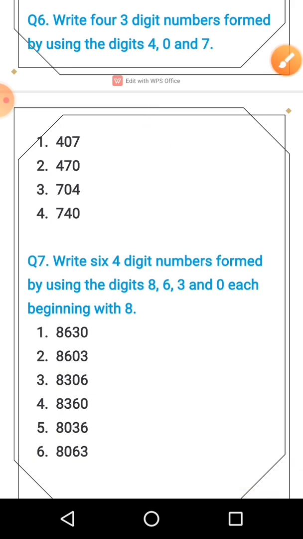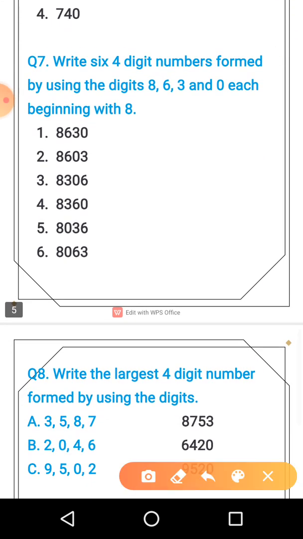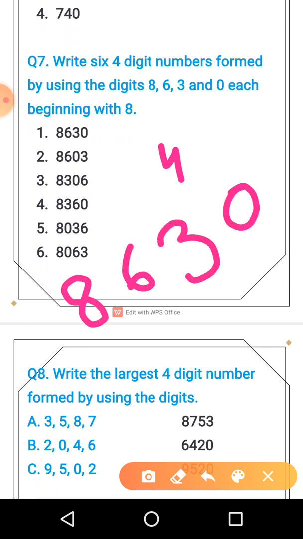Next question is the same like last one. Write 6 4-digit numbers formed by using the digits 8, 6, 3, 0, each beginning with 8. Means here you have 4 digits: 8, 6, 3, 0, and you have to create 6 numbers by using these 4 digits, but the condition is that every number should start with the digit 8. So same goes with this question.